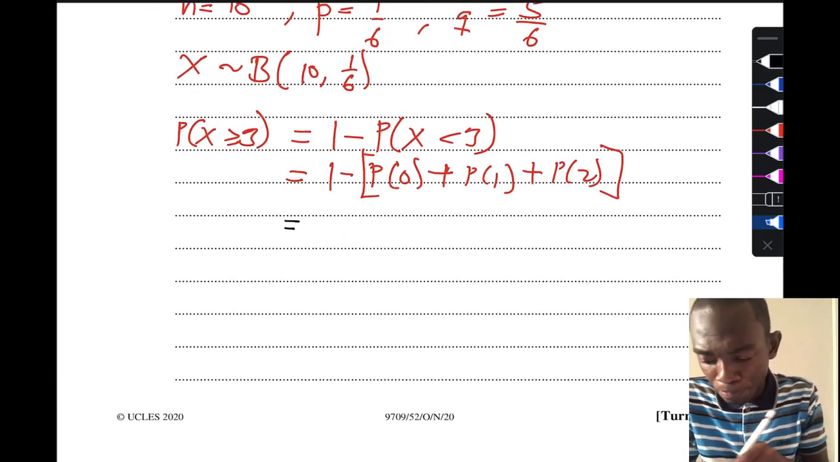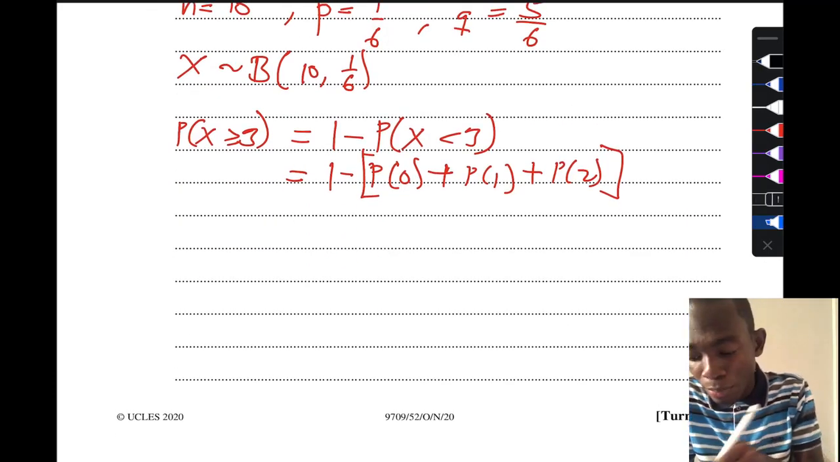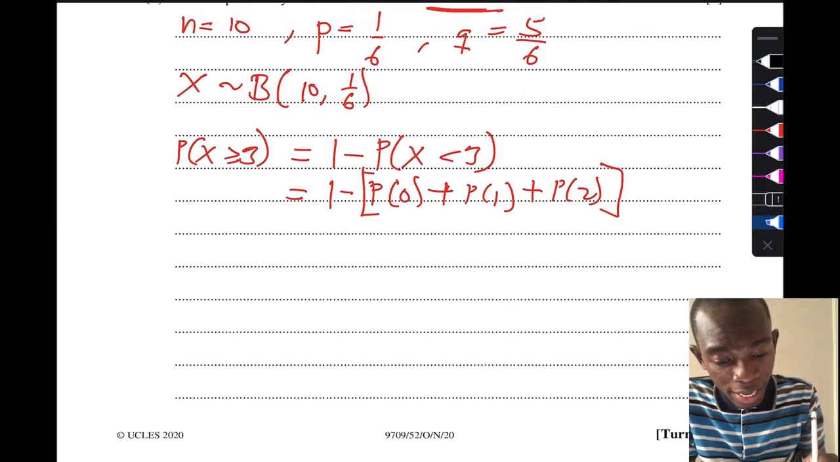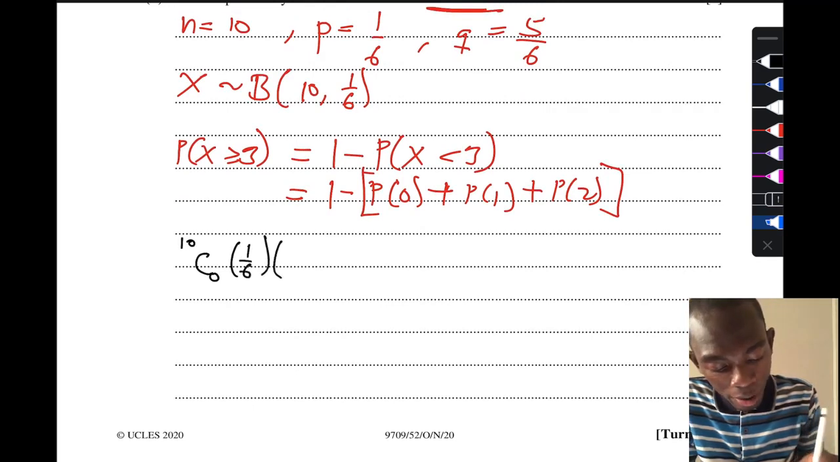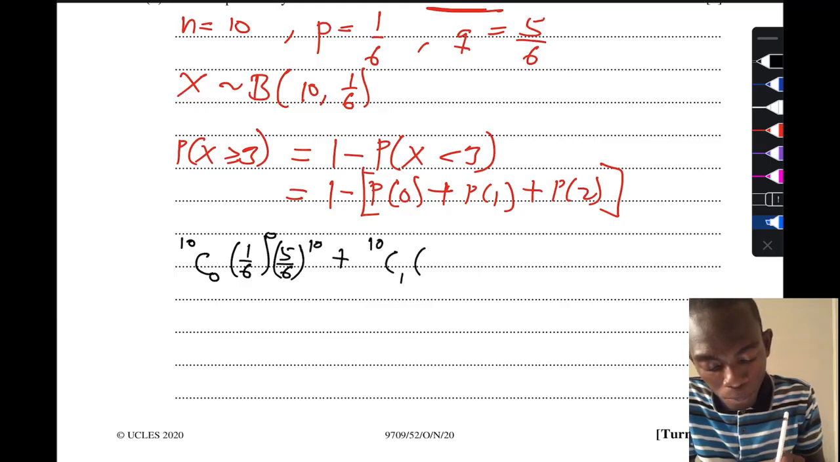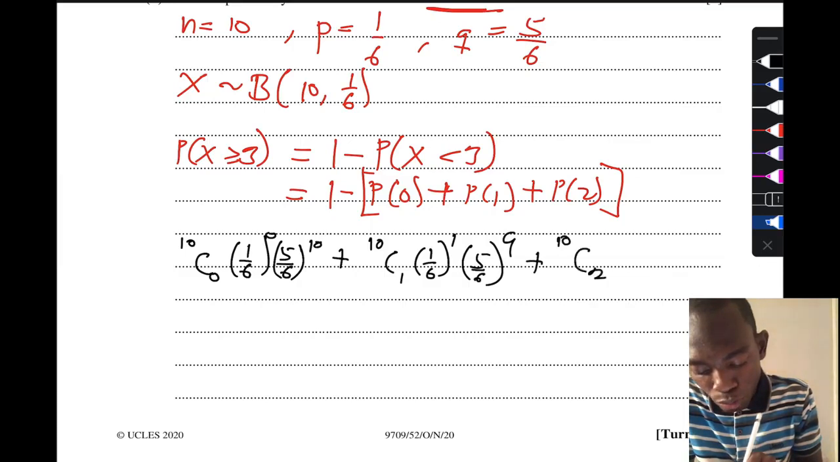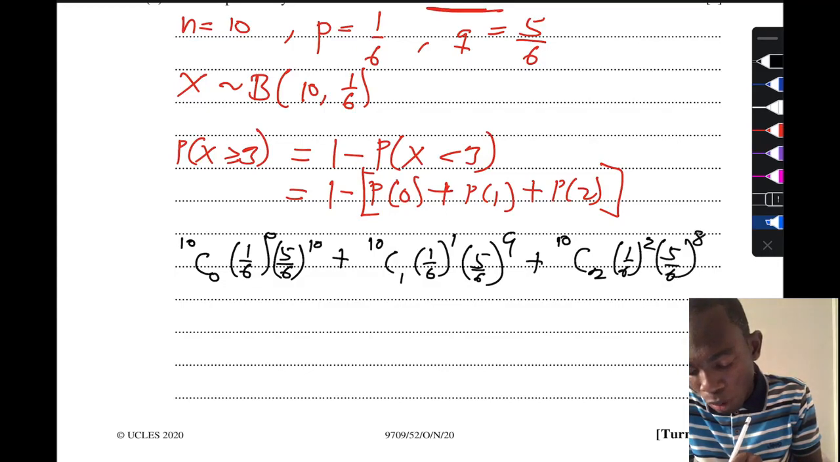Okay, so let's get these ones down. The probability of 0, so n is 10, so we have 10 combination 0, probability of success 1 over 6 to the power 0, and then failure, 5 over 6 to the power 10, plus now we have 10 combination 1, 1 over 6 to the power 1, 5 over 6 to the power 9, and then plus 10 combination 2, 1 over 6 to the power 2, and then 5 over 6 to the power 8.